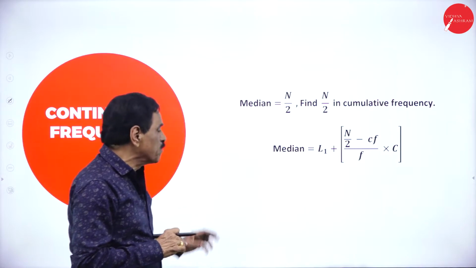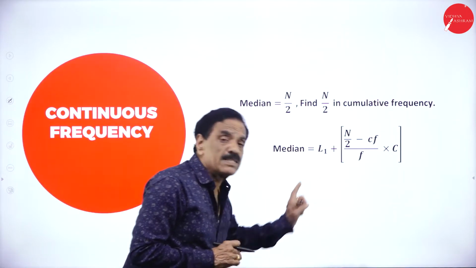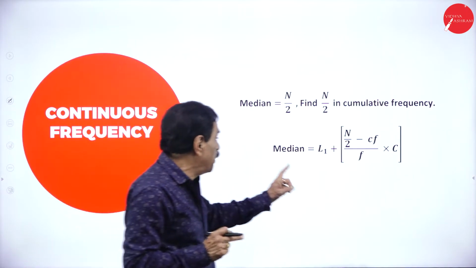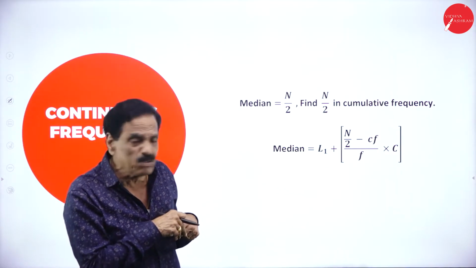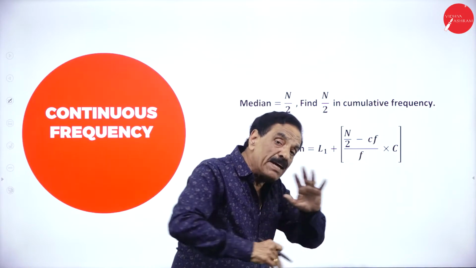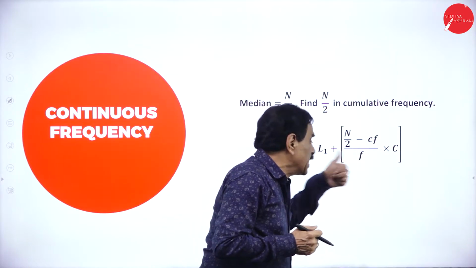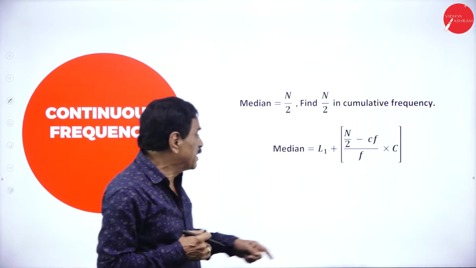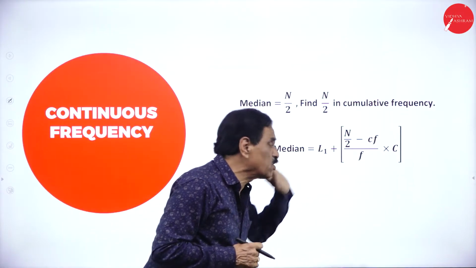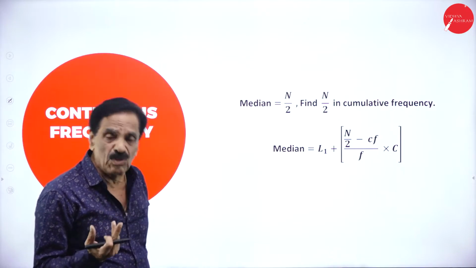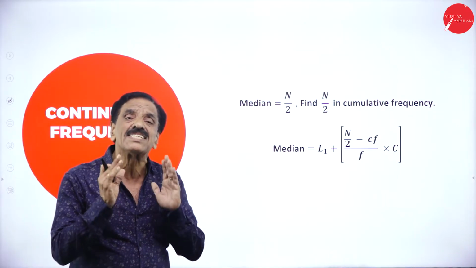I will repeat. L1 is called lower limit, plus n by 2, the number of frequency divided by 2, which is what we are going to find out. Then CF is the number behind that. F is the constant frequency. Then C is called class interval. We can call it C also, or we can call it I also. C is called class interval.